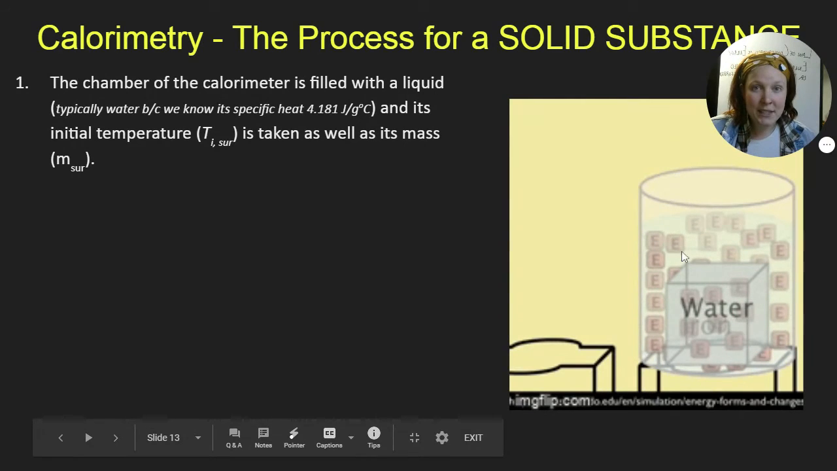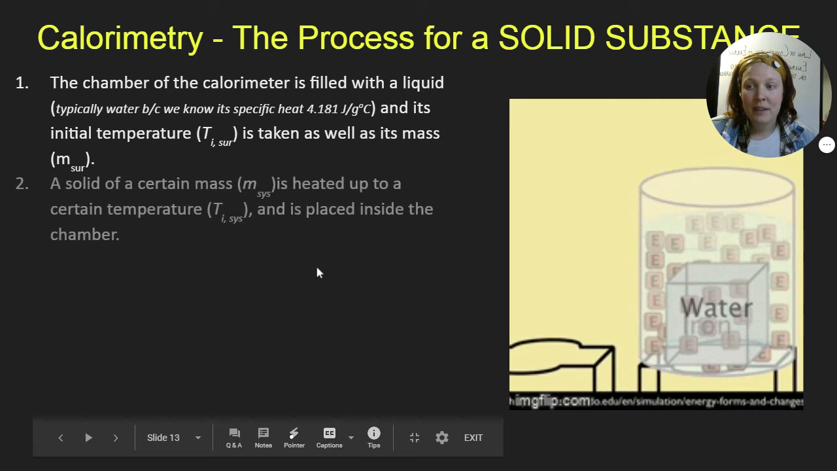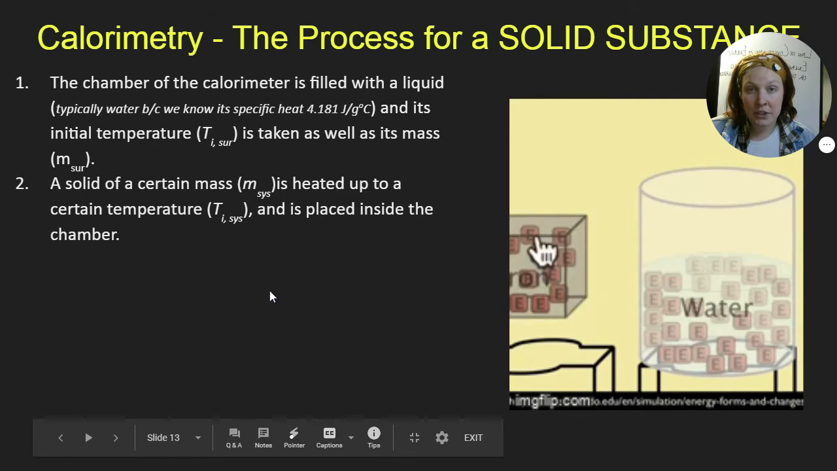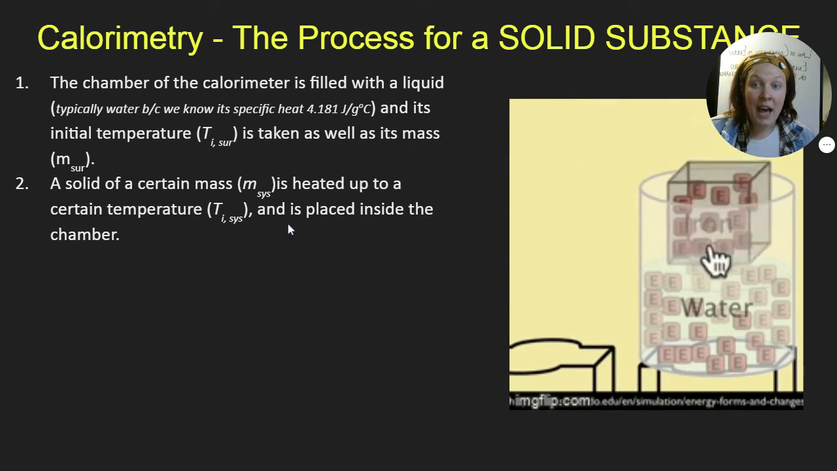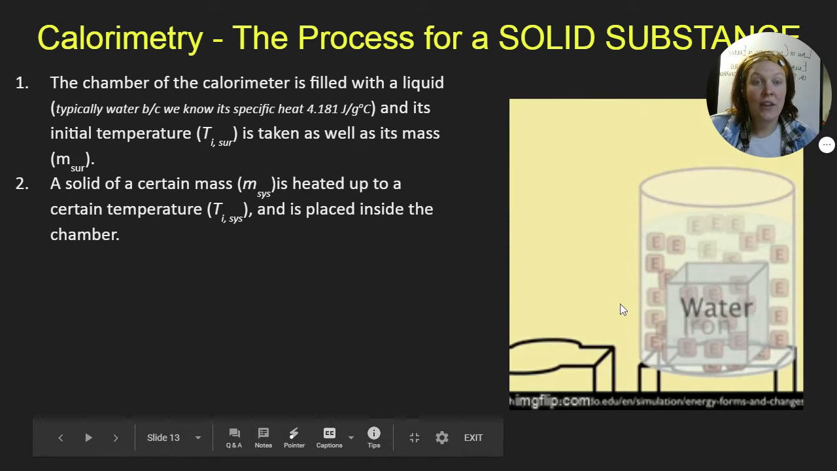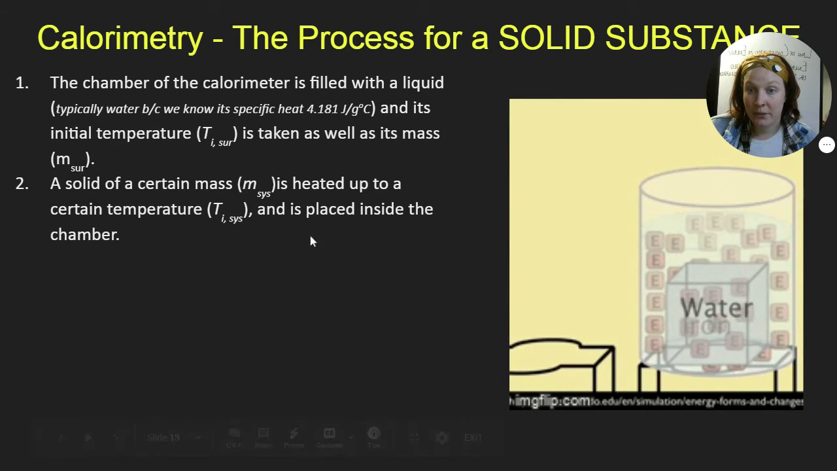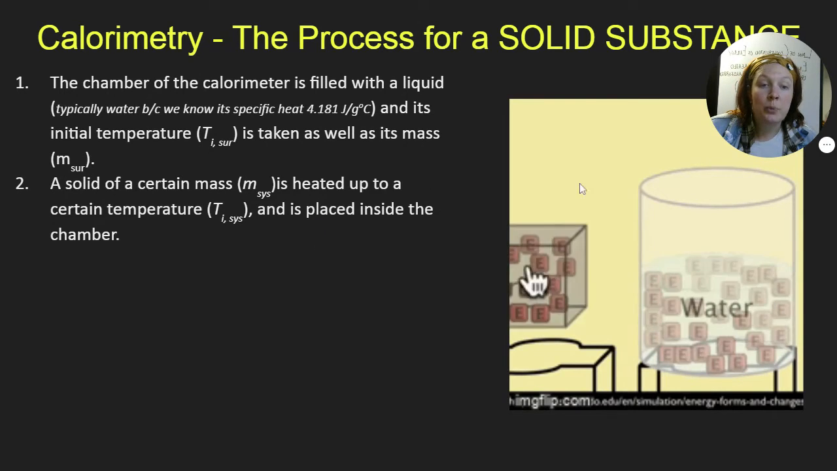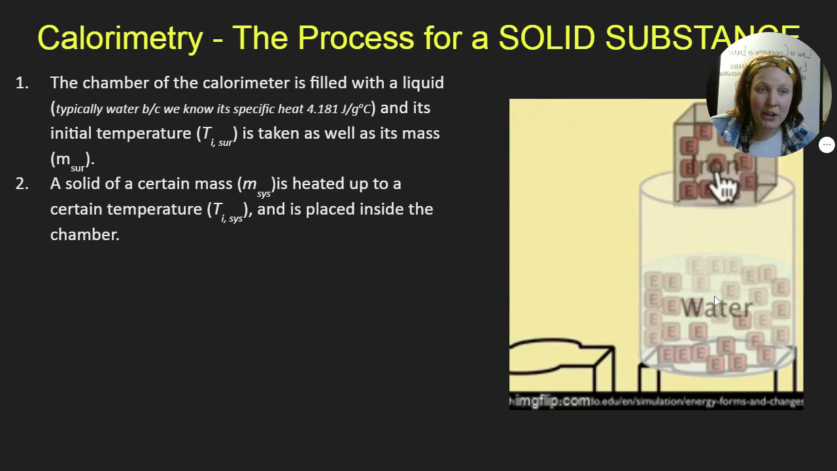We also know the mass of water that we are using. Then we take an unknown solid with a certain mass and we heat it up so that it has a bunch of energy that could potentially transfer. We're going to take that mass and we are going to place it in the calorimeter.